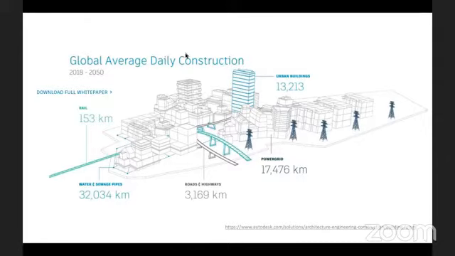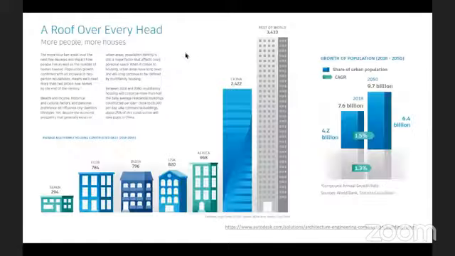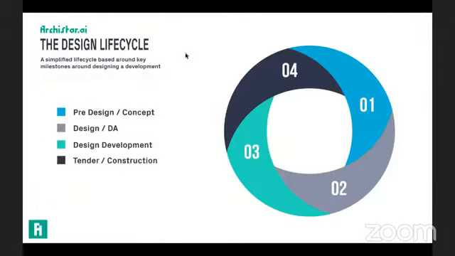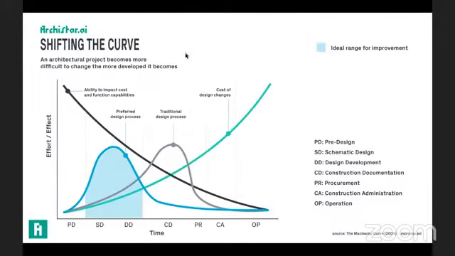And then when you look at the stats, there's a significant amount of construction happening daily. You've got 13,000 buildings being built every single day across the planet. And a lot of that is still very inefficient and has been done the same way that has been done 50 or 100 years ago. So we're all about trying to make this whole design cycle a lot faster. And we're very keen to shift the curve.